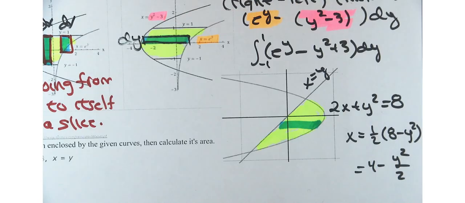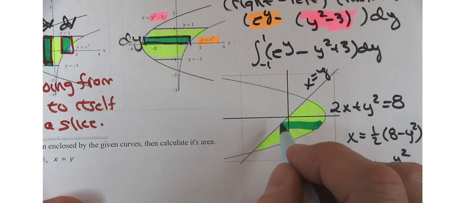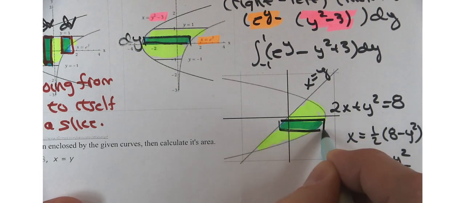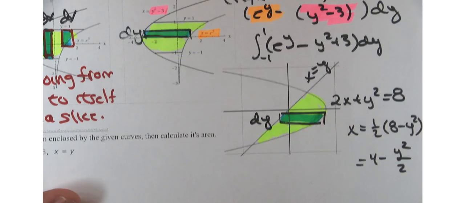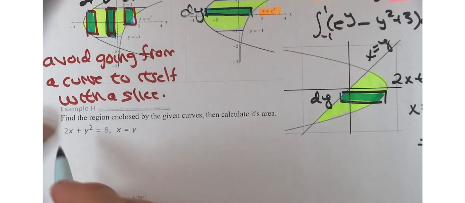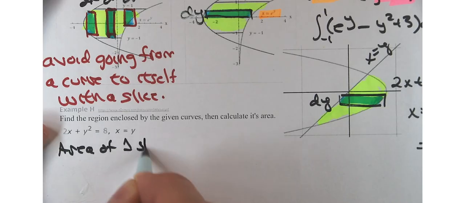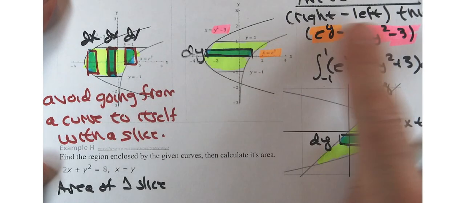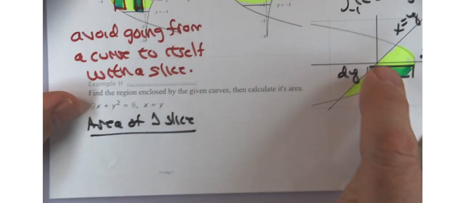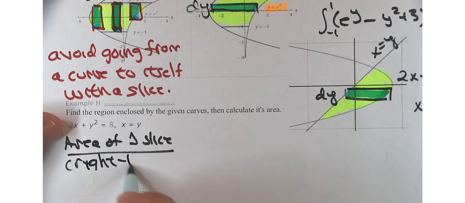All right. So let's see if we can't put some of this together a little bit. The big thing to take note of is that we're using a dy slice here. So when you're using a dy slice, the area of one slice is going to be right minus left times the thickness, which is our dy.